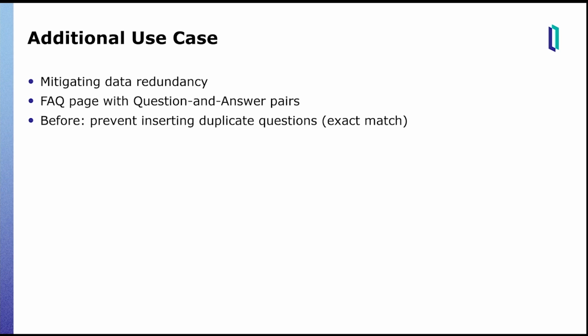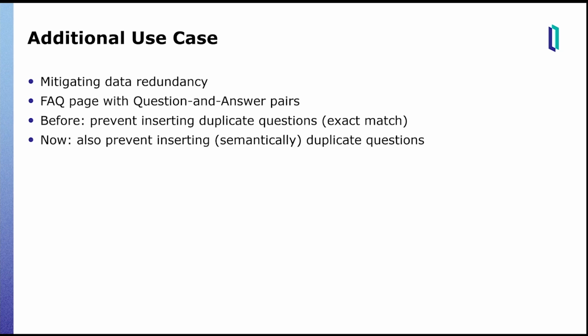Because multiple people are working in the app at the same time, they might be on different sales teams and working in different regions, it's likely that duplicate data would be unintentionally inserted in the application. Previously, the way we handled this was that we would prevent inserting duplicate questions that were exact text string matches. But we know that there are multiple ways that a question can be phrased to essentially ask the same thing. So with vector search, we can also prevent inserting semantically duplicate questions.